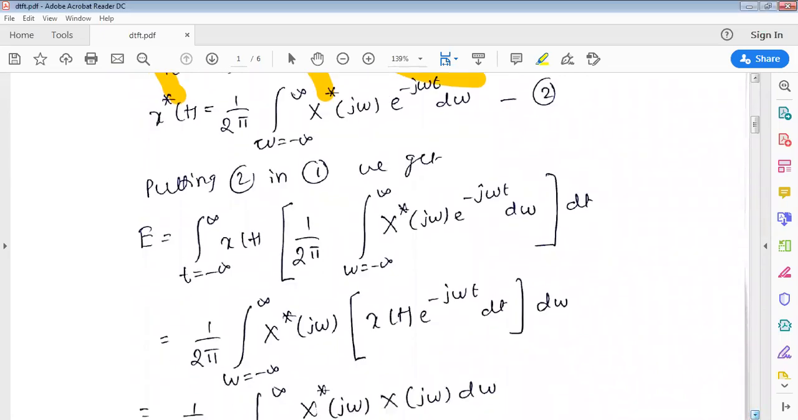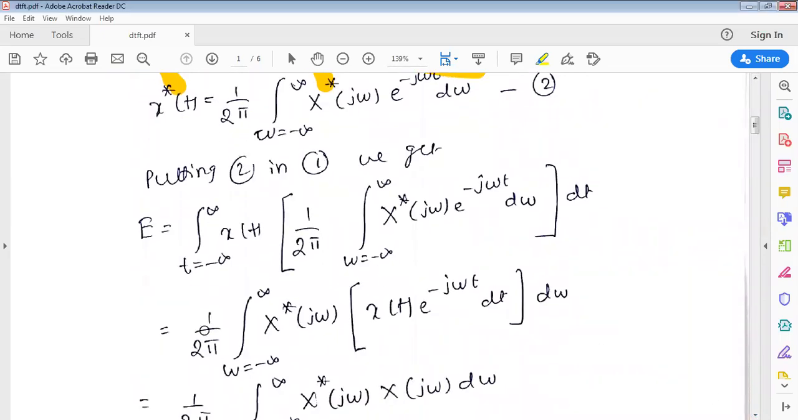Sir, 1 by 2 pi. This x star of j omega, omega varies from minus infinity to plus infinity. Here 1 by 2 pi is retained, and I change x of t from outside to inside. See here, these are brought here and these are brought here. I have interchanged the order of integration. How? x of t e power minus j omega t. Look here, dt goes inside and d omega goes outside.